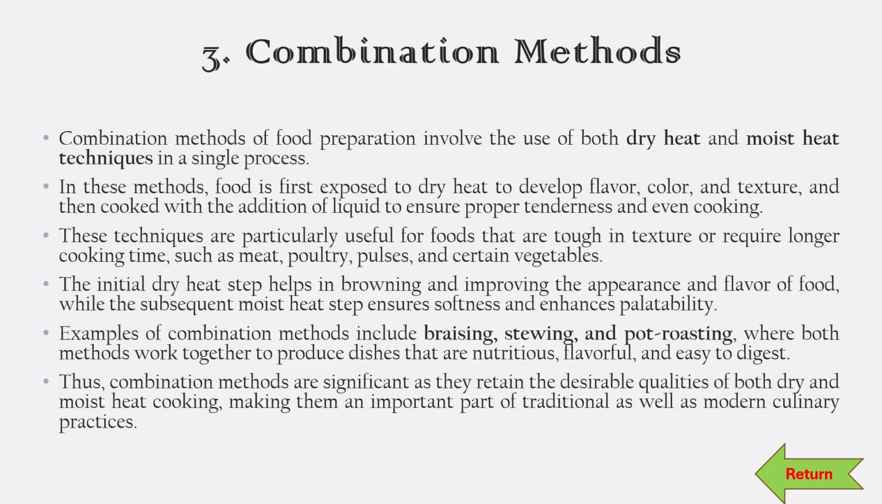Combination methods. Combination methods use both dry and moist heat in a single process. First, food is exposed to dry heat to develop flavor, color, and texture. Then liquid is added to complete cooking and achieve tenderness. This is particularly useful for tougher foods like meat, poultry, and pulses.